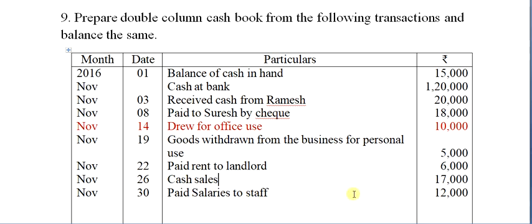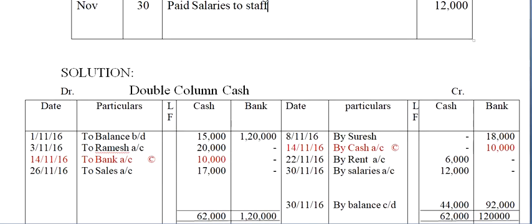November 30th, paid salaries to staff 12,000. When we pay the salaries to staff, what happens? Our cash balance reduces. It should be taken under which side? Under the credit side. Now moving on to the solution, my dear students.